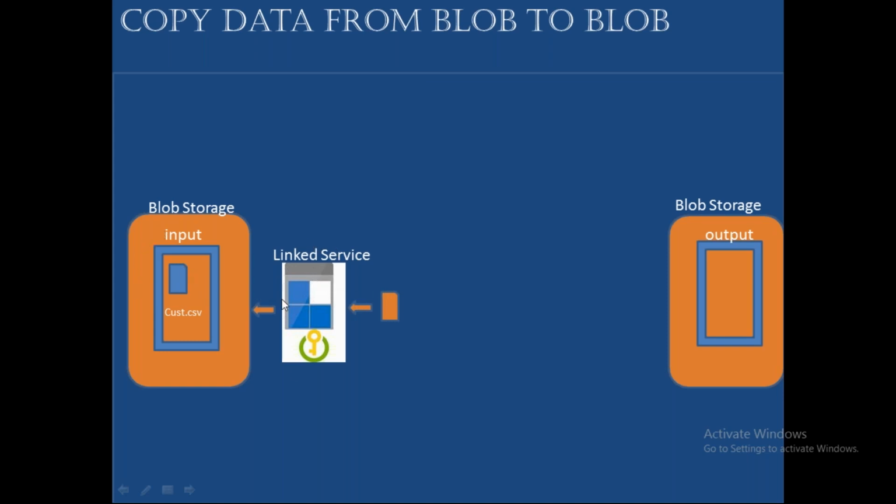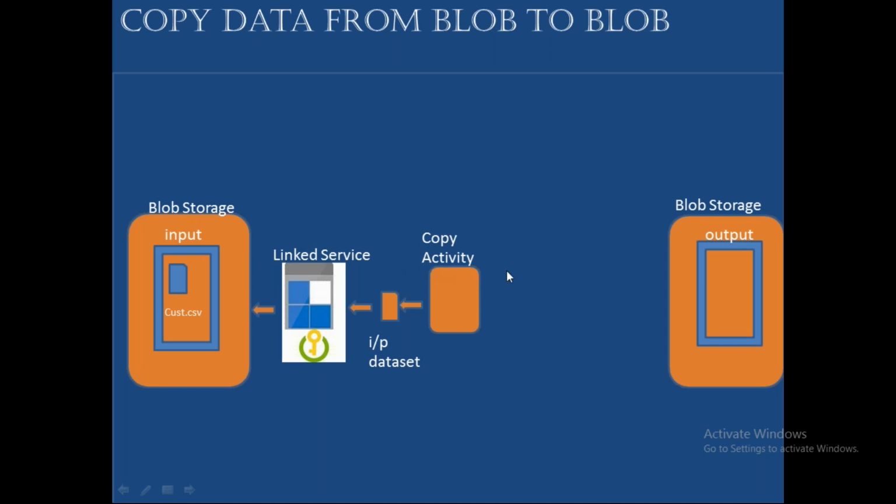By using this connection, I can read this custom.csv, so I will create something called an input dataset. Now I need to tell what to do with this input dataset. Should I delete or should I copy? If it is a copy, you need to tell the destination address where to copy. So my task is a copy activity.